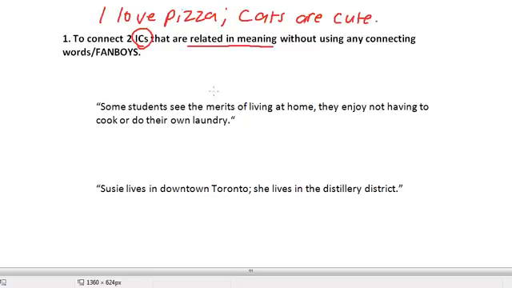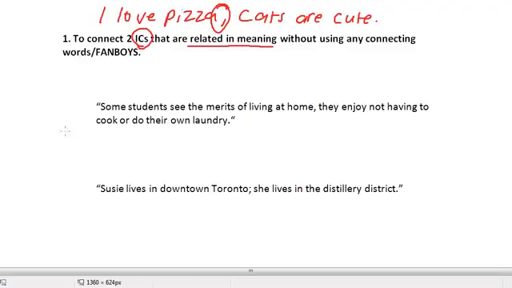Even though we have 2 ICs in this case, they actually share no relationship. They're not related in meaning at all. Therefore, you cannot use a semicolon to connect these 2 ICs. You would just need a period. So remember that they should have some sort of relationship or share some connection between each other.